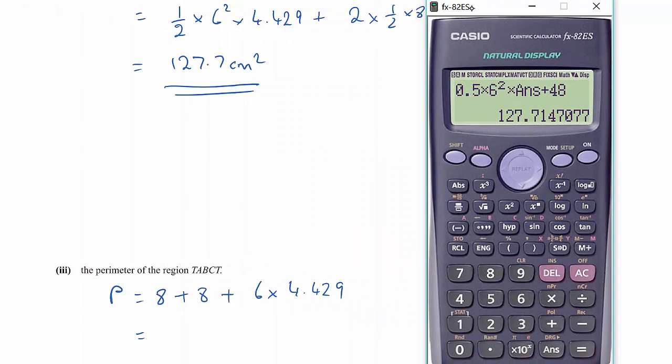So 16, add 6 times 4.429, and that gives me 42.57.